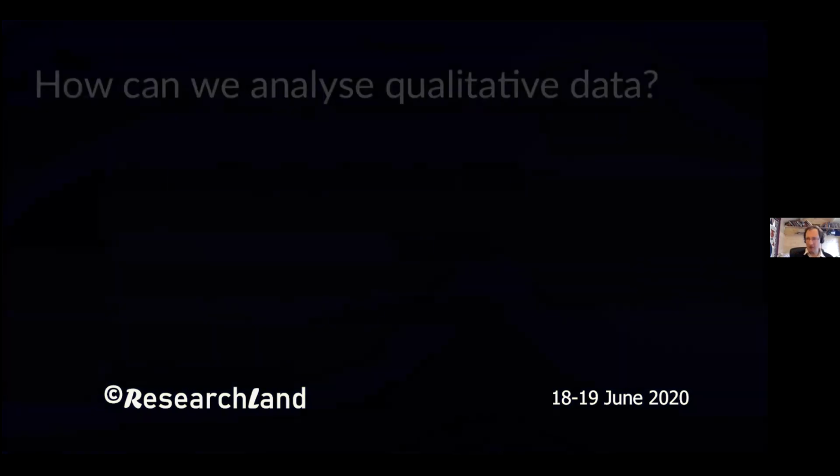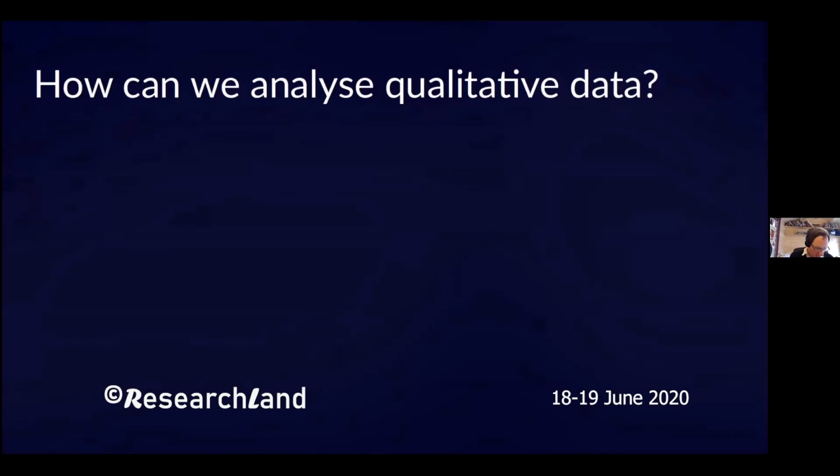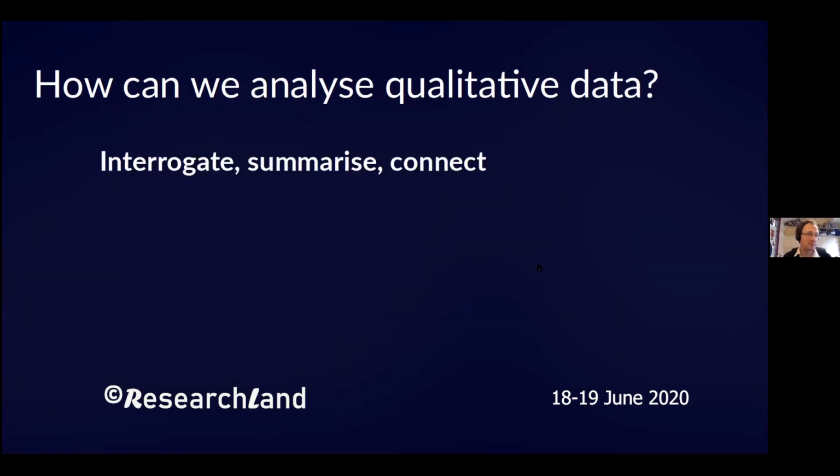So how do we analyze qualitative data? I'm going to go through a very common approach here, which is a kind of framework analysis of coding qualitative data. But I'll also talk very briefly about some of the other approaches that we can have. So a typical guide would start by basically breaking this into kind of three stages. So I describe it as interrogating, summarizing, and then connecting the data.